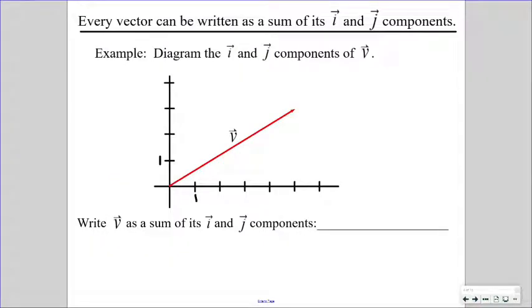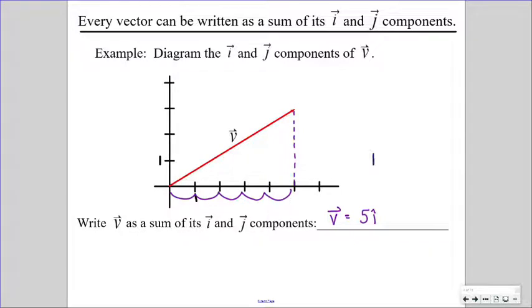Every vector can be written as a sum of its horizontal and vertical components. So let's say we have this vector v here that I've graphed in red. We can break vector v into its horizontal and vertical components by essentially creating a right triangle with the x-axis and then figuring out what the horizontal and vertical components are. So this vector goes 1, 2, 3, 4, 5 units along the positive x-axis, or 5 units along the horizontal. So we can break vector v into its horizontal component by saying 5i.